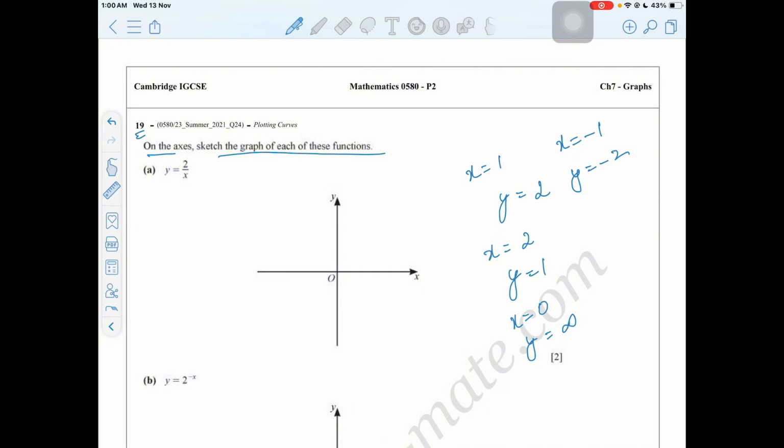So as x approaches 0, we have an asymptote, right? And if we have y as 0, x approaches infinity, right? So we have a graph something like this and something like this, right?